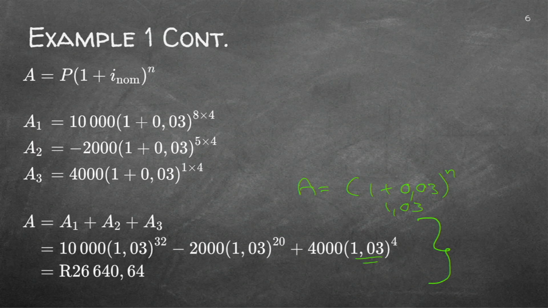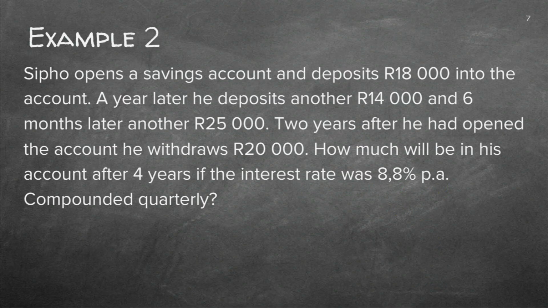Good. Example 2. Sipho opens a saving account, deposits 18,000 Rand. So he starts off, he deposits 18,000 Rand into the account. A year later, he deposits another 14,000. And 6 months later, another 25,000.